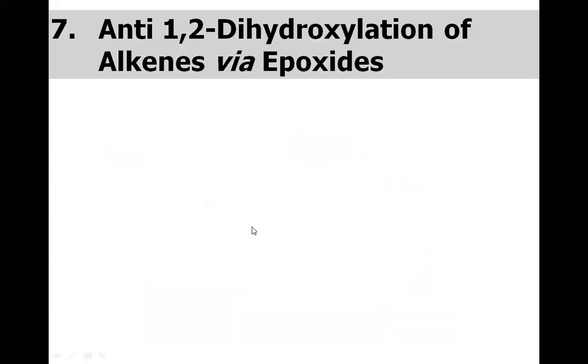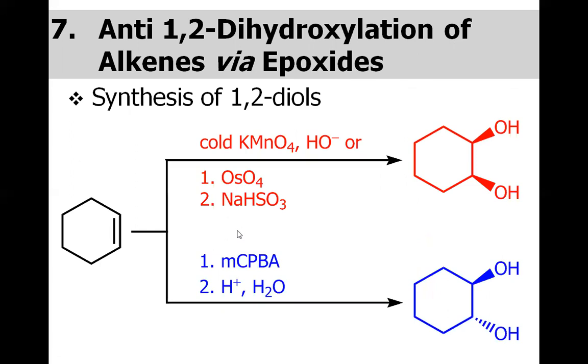Let us also discuss the last topic, the anti-1,2-dihydroxylation of alkenes via epoxide. What does it say? Let us consider this specific case. We have this alkene in our hand, and we want to make it a diol. Now let us consider the first reaction, this one. If we treat this alkene with cold potassium permanganate or osmium tetroxide, we will simply have the diol as we discussed under the chemistry of alkenes.